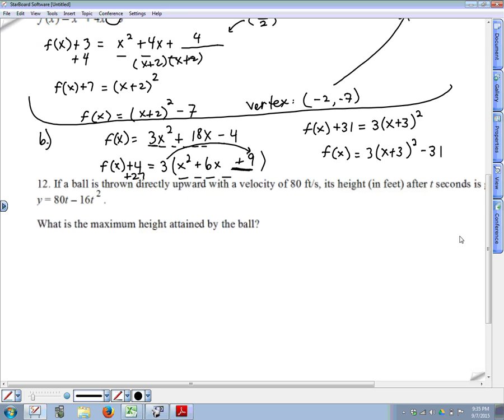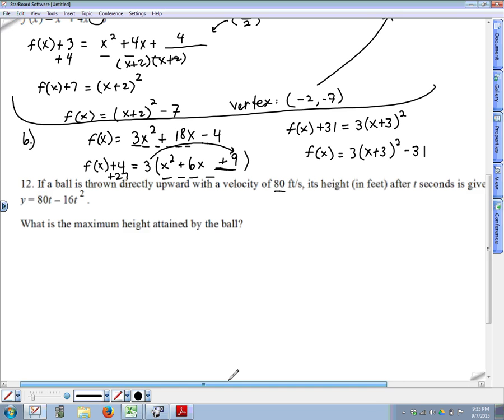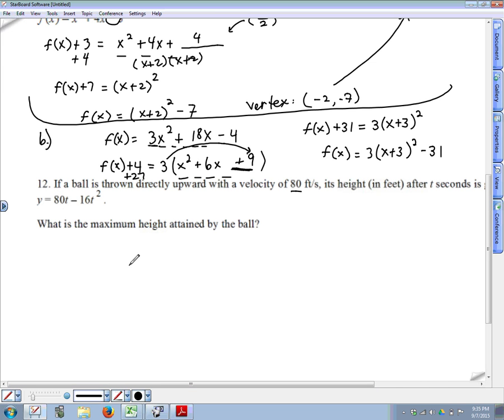Question 12. This would have been in one of the application problems from the homework in section 3.1. A ball is thrown with an upward velocity of 80 feet per second. Its height after t seconds is given by this formula. What's the maximum height attained by the ball? If you look carefully here, let me rewrite this so maybe it's easier to see.